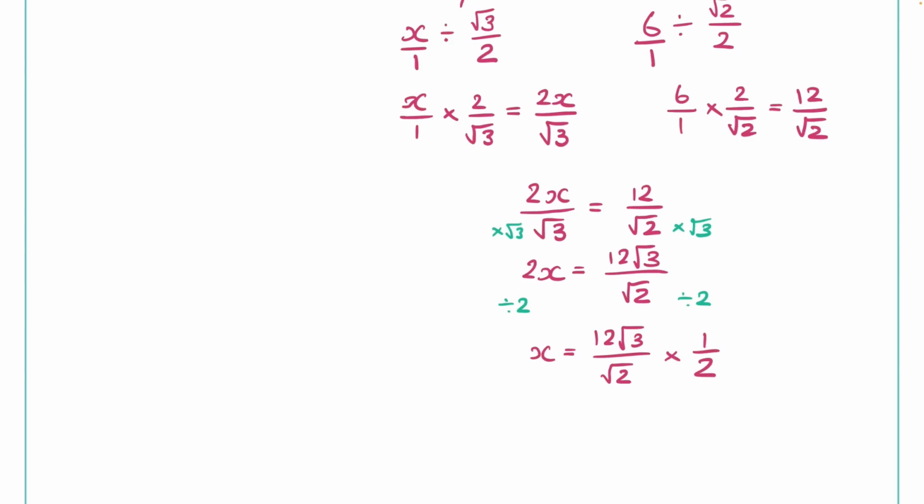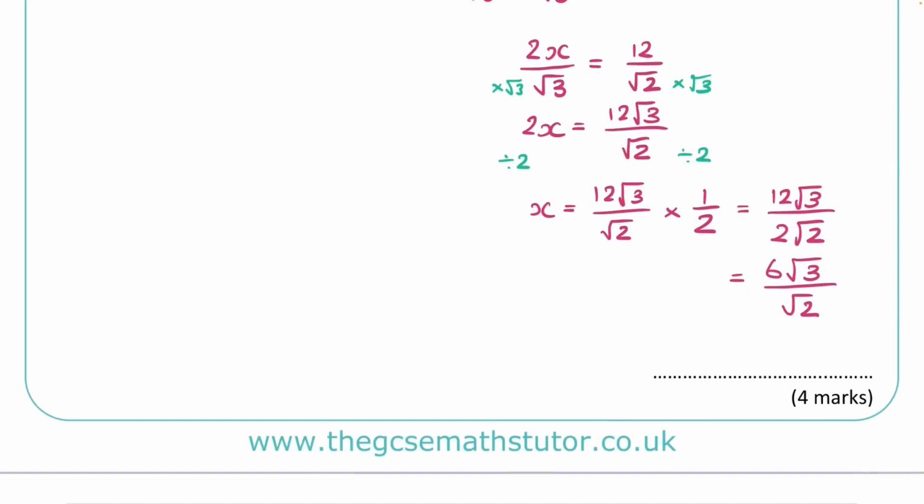You'll see what happens to this fraction anyway, because it becomes 12 root 3 over 2 root 2, and then you can divide the top and bottom by 2, which gives you 6 root 3 over root 2. So again, when you divided by 2, it did just halve that numerator there. The 6 came from the 12. So 12 root 3 over root 2 became 6 root 3 over root 2. So that is the exact answer, 6 root 3 over root 2.